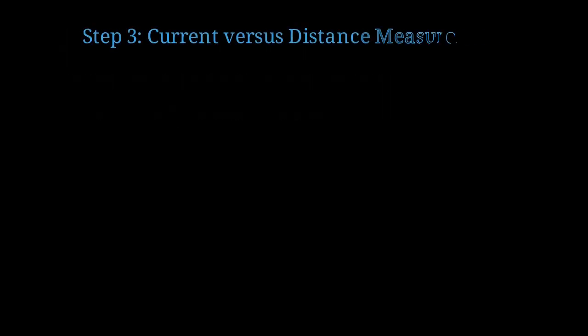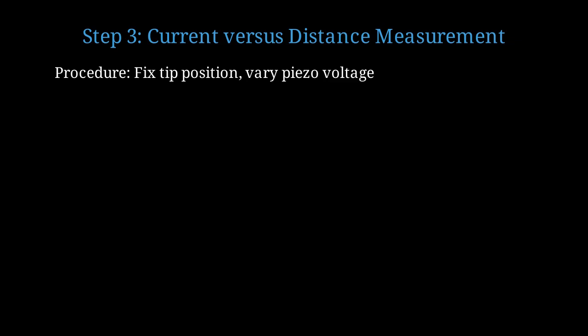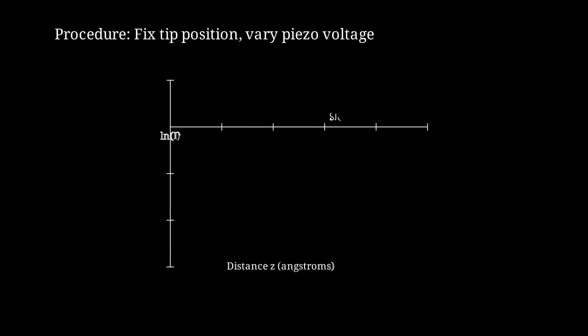Step 3 is measuring current versus distance to experimentally confirm the exponential sensitivity. This is a fundamental characterization that every STM user must perform. The procedure is straightforward. You bring the tip close to the surface until you detect tunneling current. Then you systematically vary the Z piezo voltage, which changes the tip sample separation, and measure the resulting current. When you plot the natural logarithm of current versus distance, you should see a straight line. The slope of this line is -2 kappa.